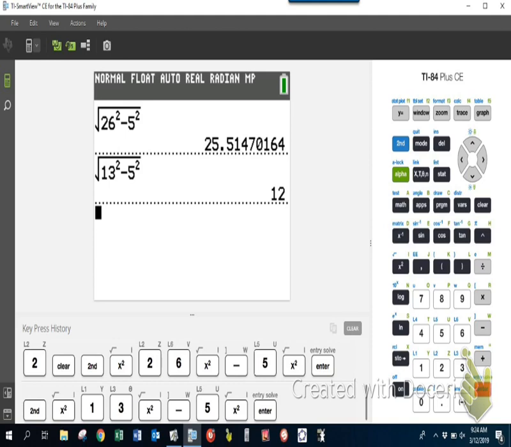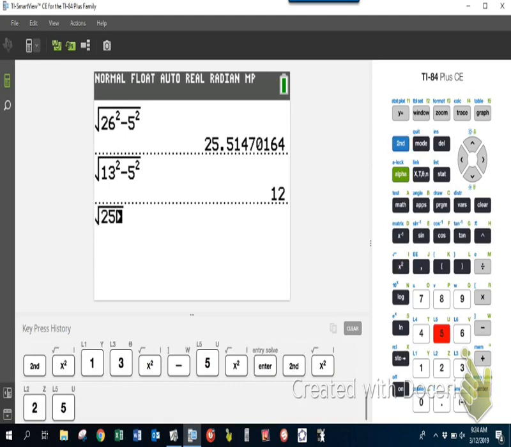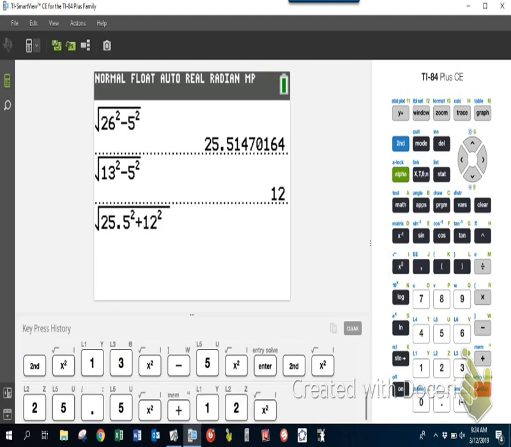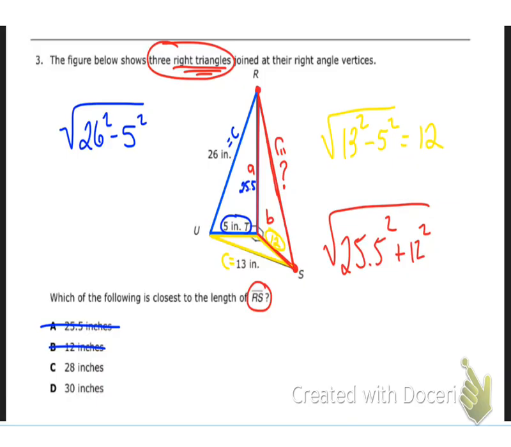So what's the square root of 25.5 squared plus 12 squared? And I'm looking for an answer really close to 28 to the nearest tenth, 28.2. So approximately 28.2. And if I check my answers, well, the only 2 that are left, it's close enough.